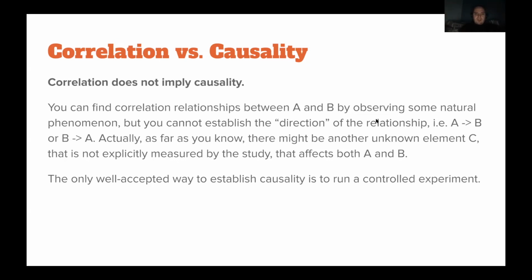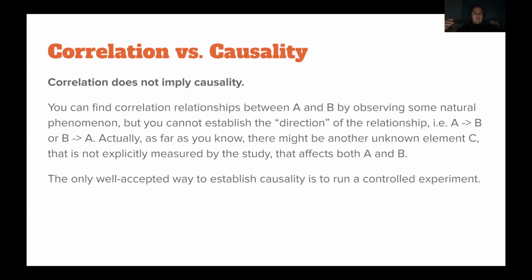And actually, as far as you know, there could be another variable C that's external from your observation, that you didn't even know existed, or you didn't care about measuring. And that variable is affecting both A and B at the same time. And that's why A and B are correlated, because they're being affected by something else in the same way.